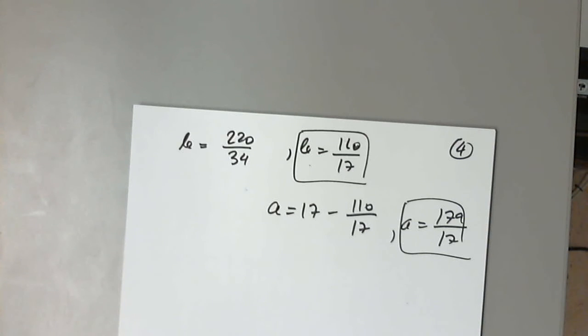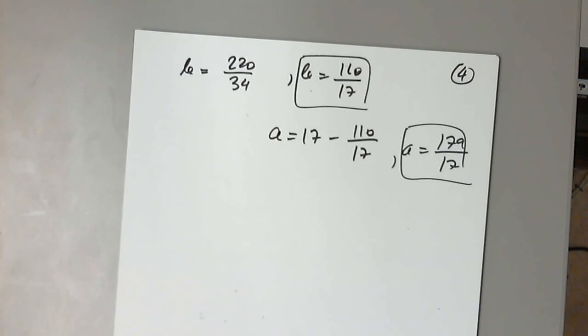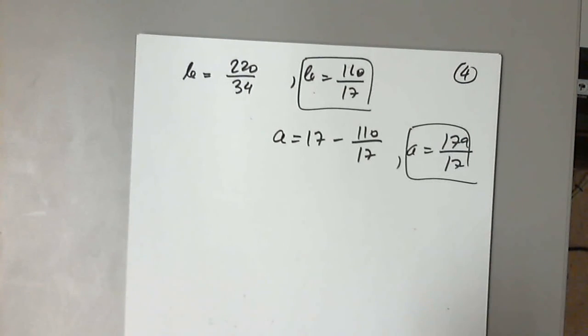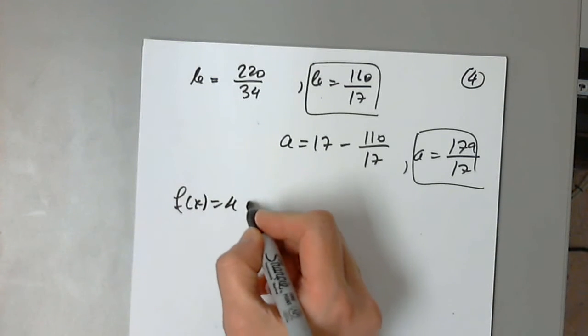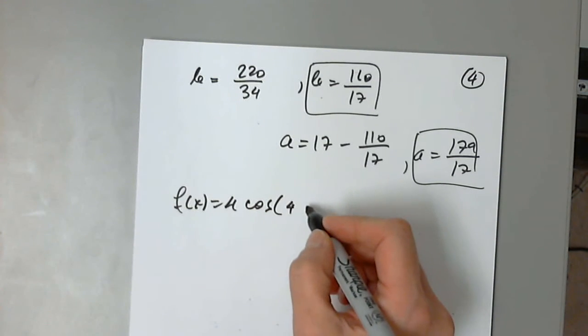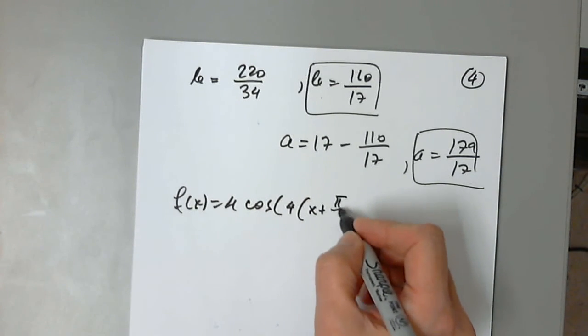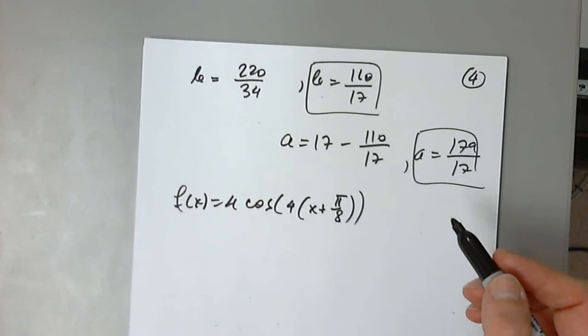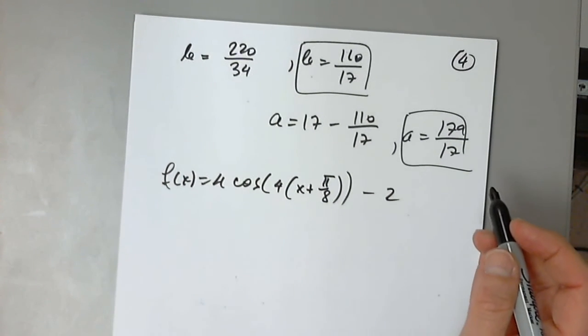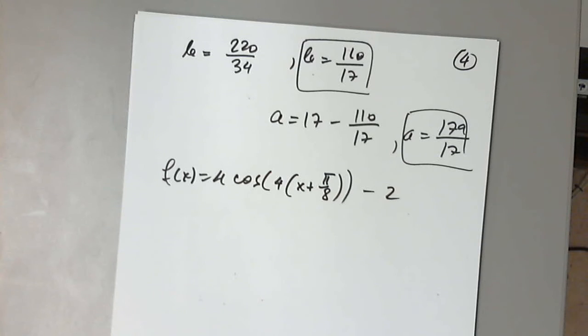So on a graph, f of x equals 4 cosine parentheses 4, and then another parentheses x plus pi over 8 parentheses minus 2. Like this? Yeah. Okay. So if we want to graph such a function, first of all, we have to determine the amplitude, the period, the phase shift, the minimum, the maximum, domain, range, and so on and so forth.